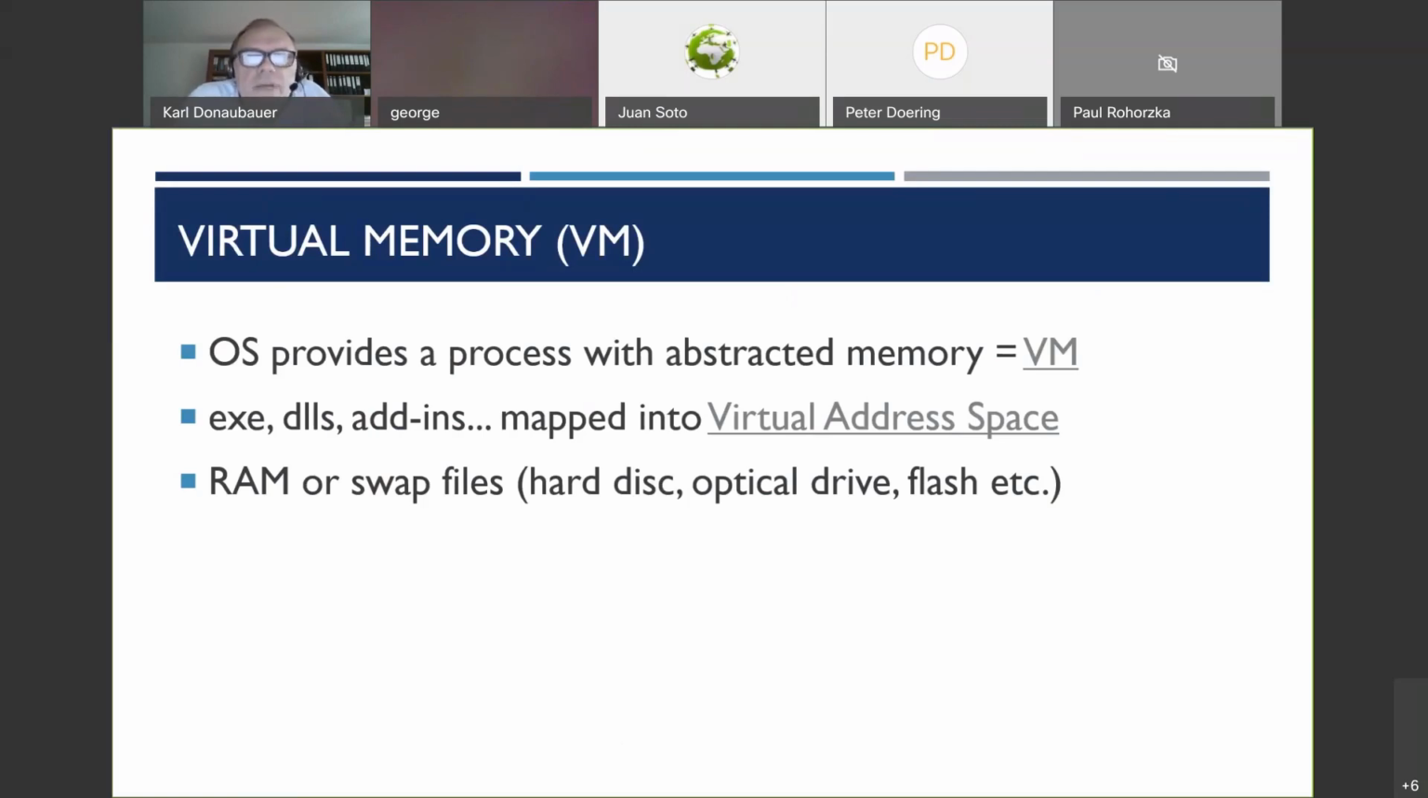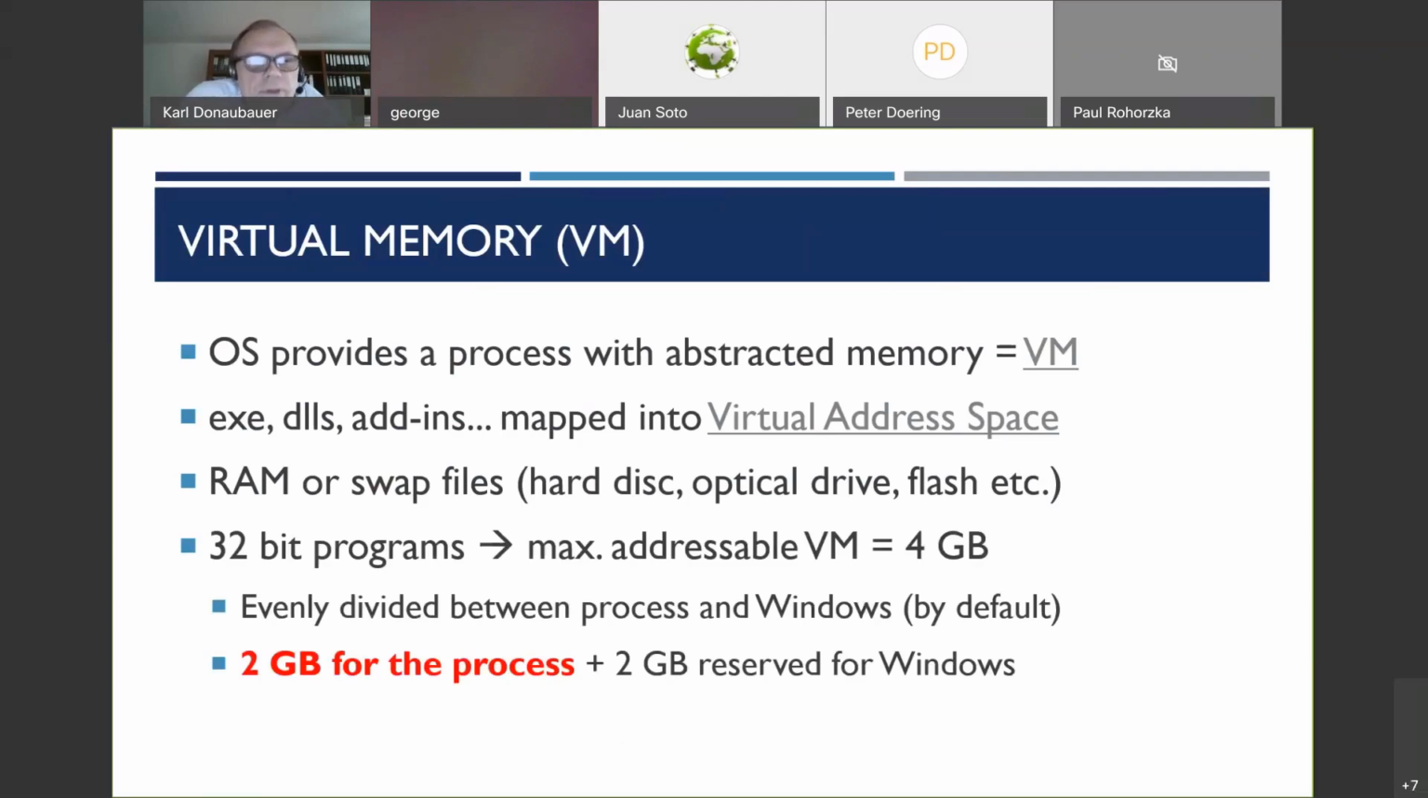What does this abstracted memory mean? It means that the operating system maps your program or everything that's related in this process of your program, like DLLs, add-ins, whatever you have in this process, into something that's called virtual address space. I won't go into detail, but it's a kind of abstracted memory that may be in your random access memory, or it may be in a swap file somewhere on your hard disk or flash drive or whatever. And the operating system decides where it puts this virtual memory. You can't do anything about it.